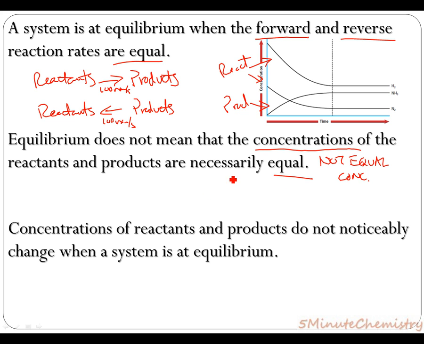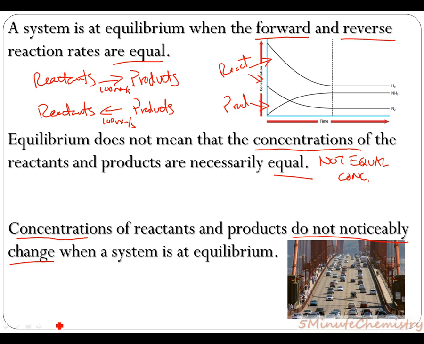So at that point, when the forward and the reverse reaction rates are equal, the concentrations do not noticeably change. They really don't. They are constantly moving, but for every forward reaction that you get, you're going to have a reverse reaction to take its place in that same span of time. A way that I like to think about that is to think of a bridge. I've got the Golden Gate Bridge here. On this particular bridge, you've got travelers going from the city up north, and then from the north down to San Francisco.